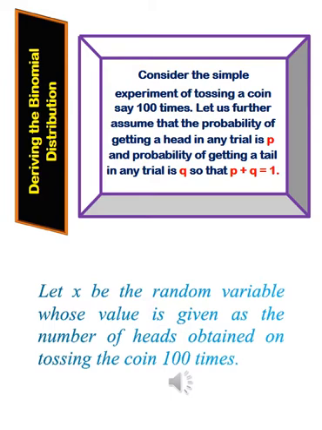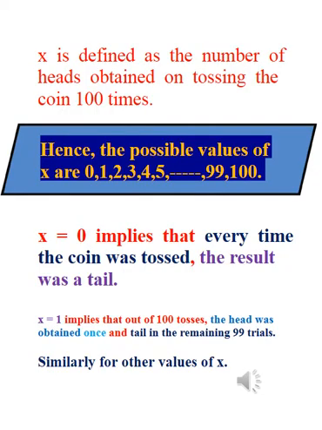Let x be the random variable whose value is given as the number of heads obtained on tossing the coin 100 times. X is defined as the number of heads obtained on tossing the coin 100 times. Hence, the possible values of x are 0, 1, 2, 3, 4, 5, ..., 99 or 100. X equals 0 implies that every time the coin was tossed, the result was a tail. X equals 1 implies that out of 100 tosses, the head was obtained once and tail in the remaining 99 trials. Similarly for other values of x.